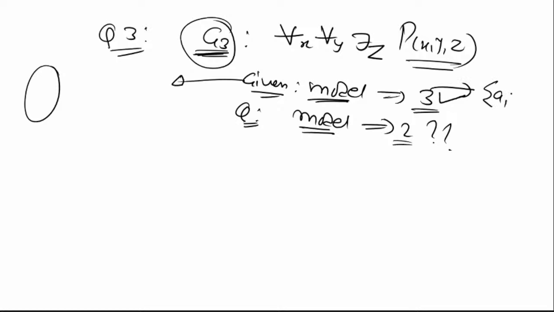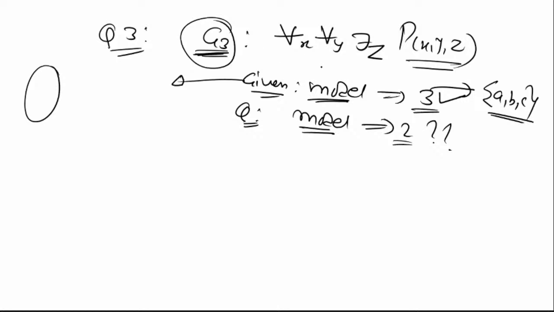So let's take A, B, C. Okay, let's take this A, B, C. So, okay, actually before we see this question, let's see an easier question, because here we have 3 quantifiers.